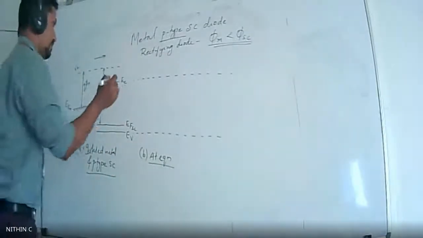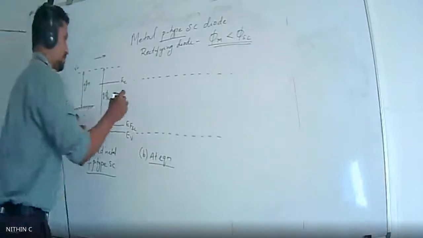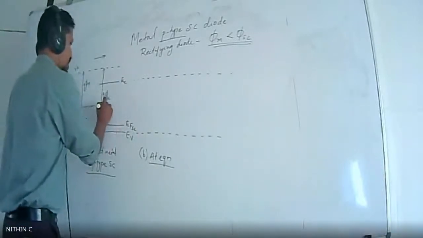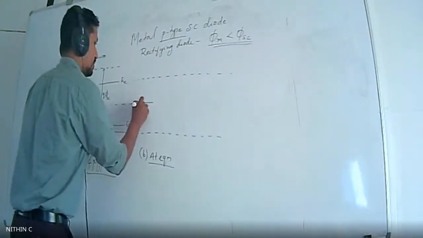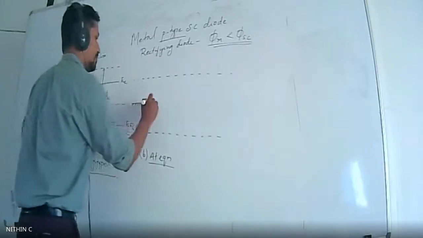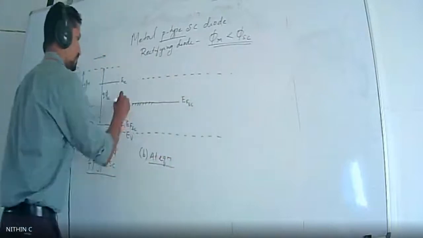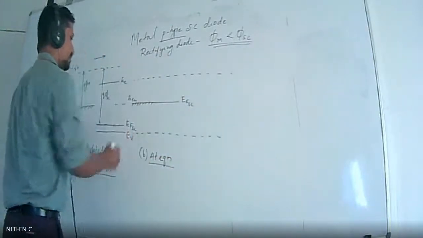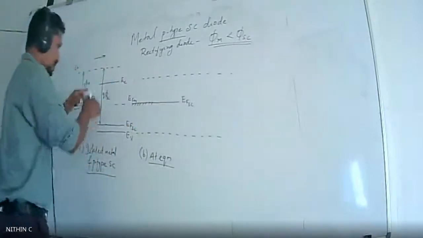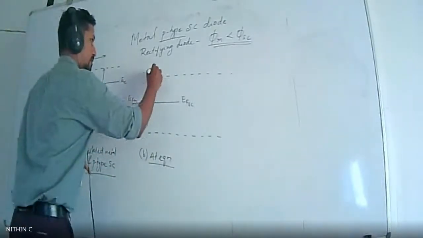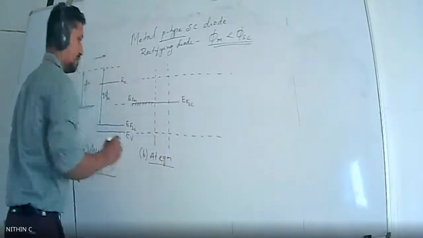At equilibrium, what should be the condition? EFM and EFSC, that is the Fermi levels, should align. So I am drawing that. EFM is the same line because we are considering it as a reference level. So we'll be having EFM and EFSC on the same line, EFSC over here, EFM over here. And when they align, what happens? We'll be having a depletion layer forming. So we will mark that. The depletion layer is marked.